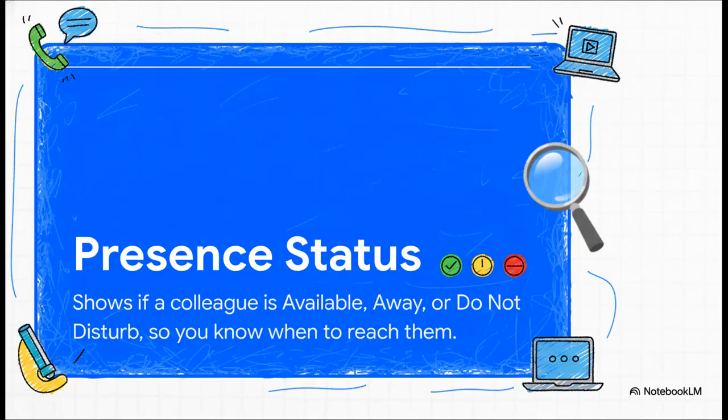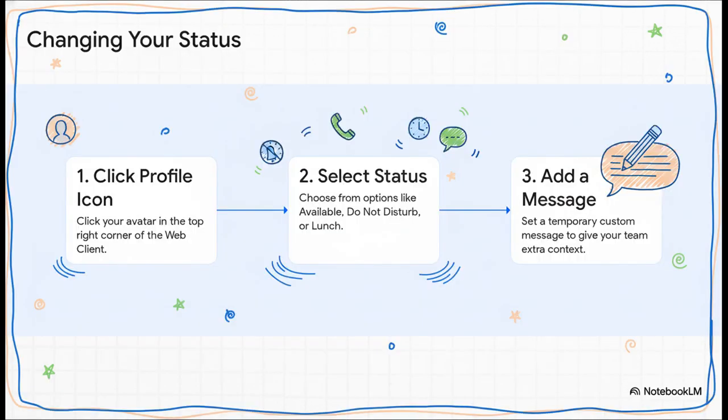So let's zoom in on that little colored dot next to everyone's name. That's called presence. And honestly, it's your new best friend. Green means they're good to go, yellow means they're away, and red means do not disturb. They're in focus mode. It's like having a window into your colleague's availability before you even try to call them. No more guessing.